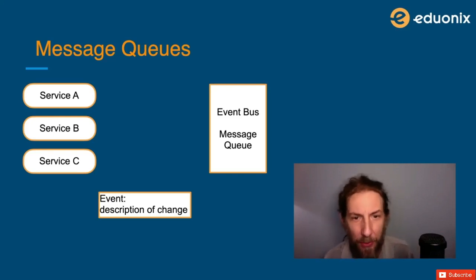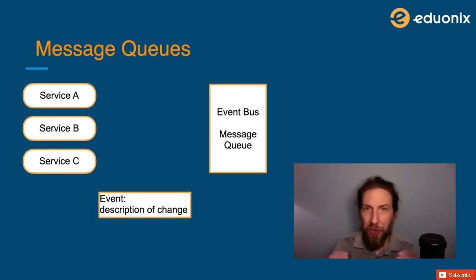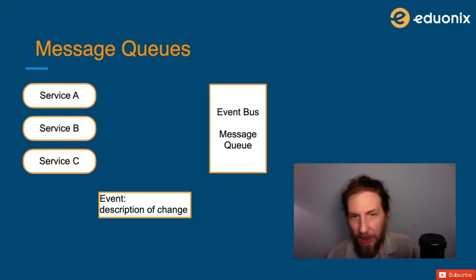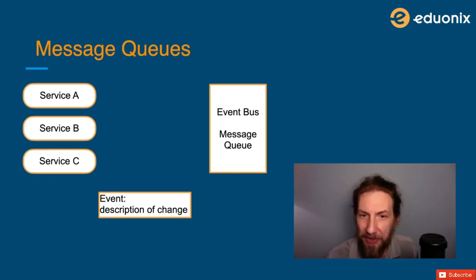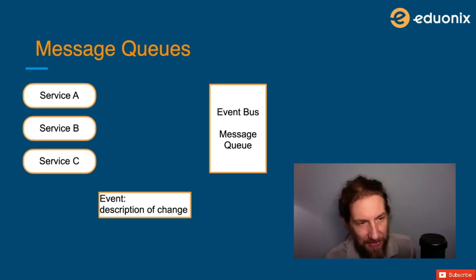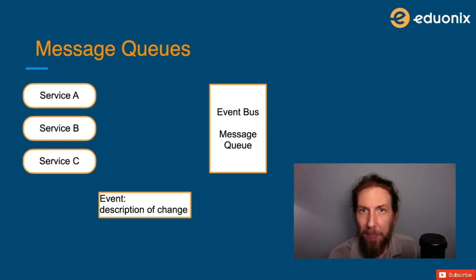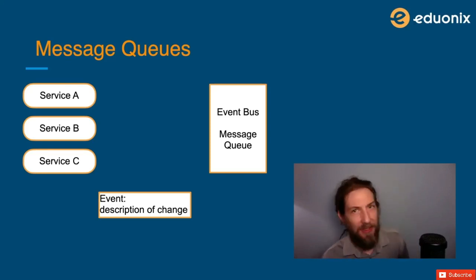The way a message queue works is basically that when one of the microservices experiences some kind of change to its data, it then wants to emit an event that describes that change. And then this event will flow from a service to the message bus, and then from the message bus, it'll flow to another service. That service can then read the description of the change and make the appropriate changes to its own database to reflect the updates that have just happened.